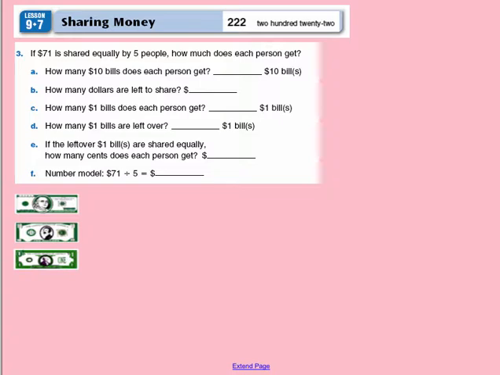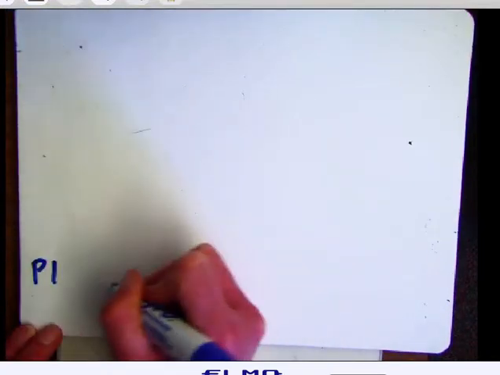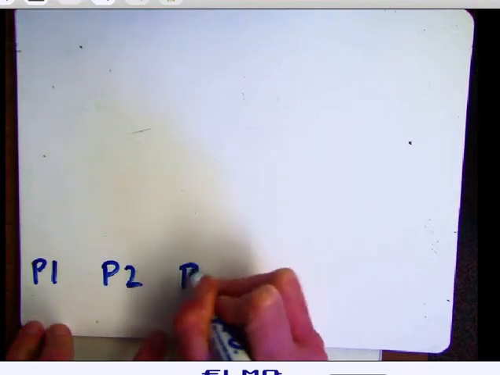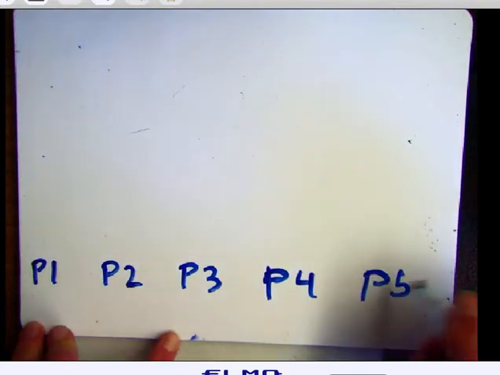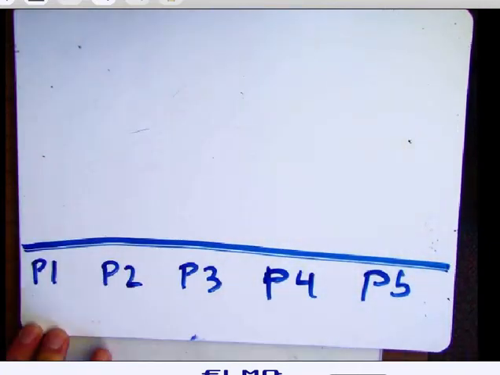Let's try another problem. If $71 is shared equally by 5 people, how much does each person get? So first, let's divide our board into 5 people, or into 5 regions. So we're going to have person 1, person 2, person 3, person 4, and person 5. I like to keep track, and you should as well. Find a method that works for you.